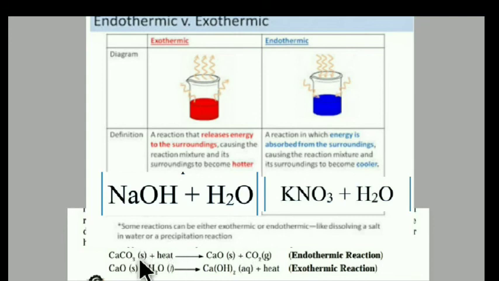Next examples: CaCO3 plus heat gives CaO plus CO2 gas evolved. That is an example of endothermic reaction. Here heat is absorbed. Next, CaO plus H2O gives Ca(OH)2 plus heat. Here heat is given out. So these are the examples of endothermic and exothermic reactions and also the difference between them.